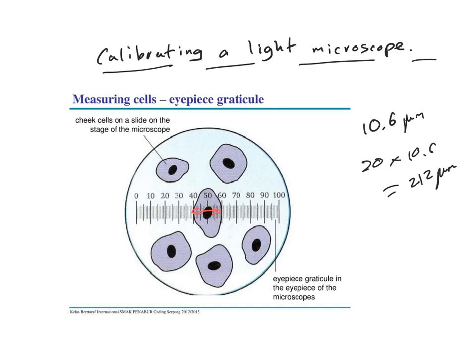I hope that helps with how to calibrate the microscope using a stage micrometer and a graticule. And obviously you put that into the magnification equation that we went through before to work out the size of the image or the actual size of the object, etc.